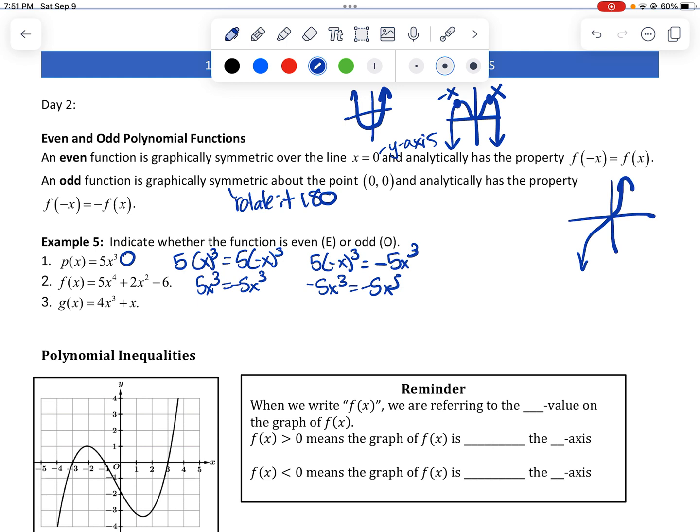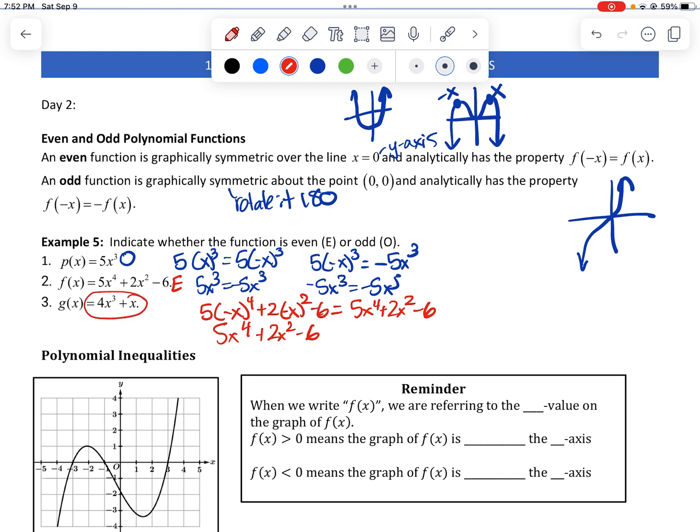Well, what about this next one? Even. So let's check that. And if it's an even power, I usually check the even first. So 5 times negative x to the 4th plus 2 times negative x squared minus 6. Does that just equal 5x to the 4th plus 2x squared minus 6? Well, we know if the exponent of a number is even, then that number is just going to be even. So this is 5x to the 4th plus 2x squared minus 6. So yes, this is even.